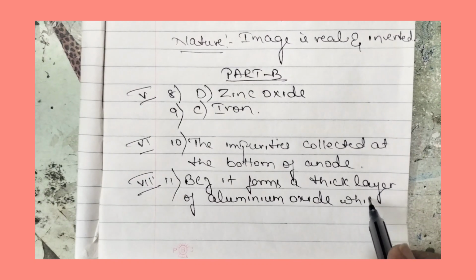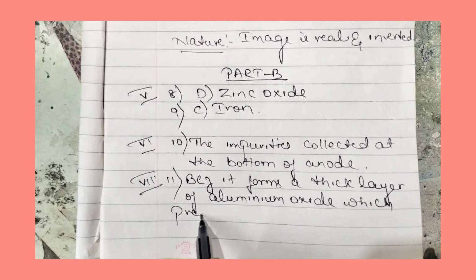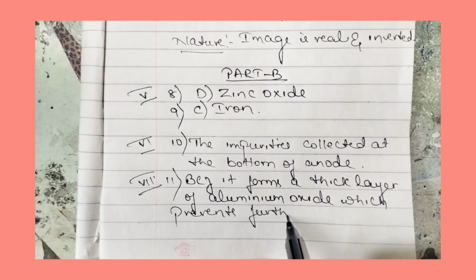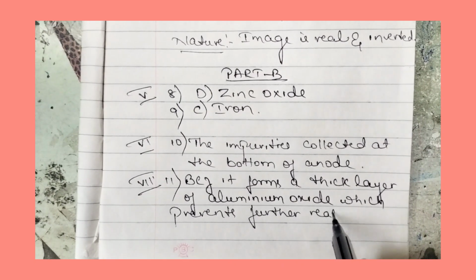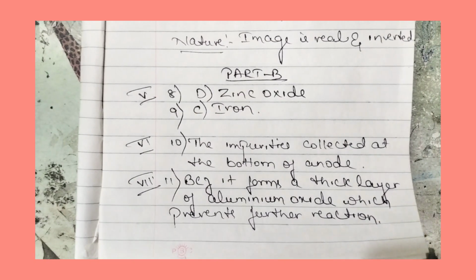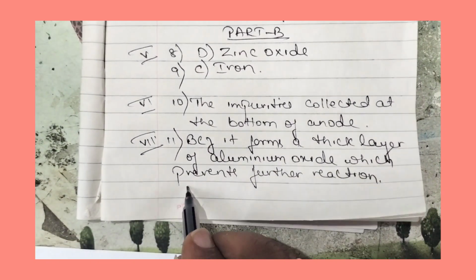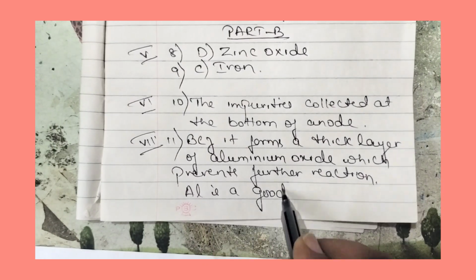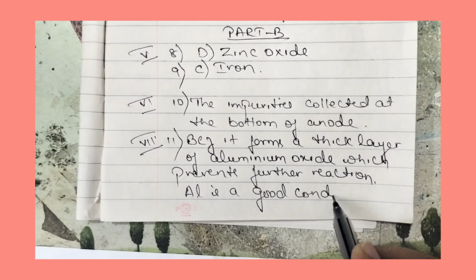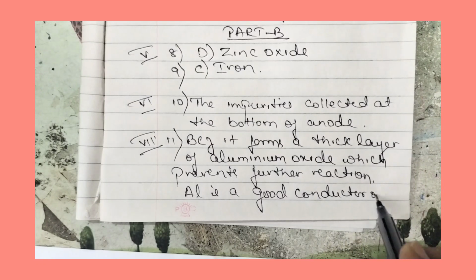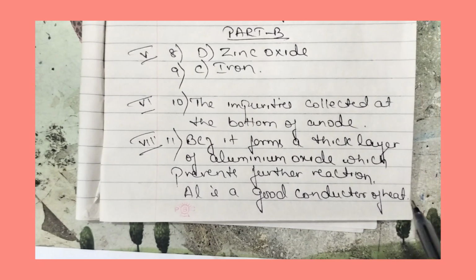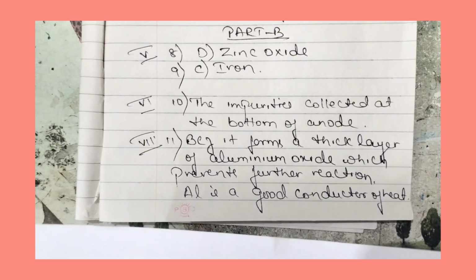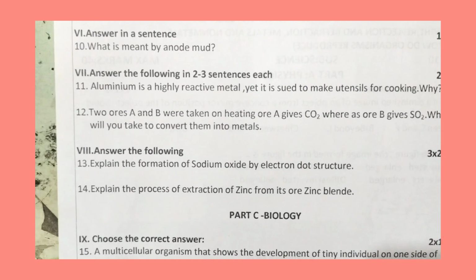It forms a thick layer of aluminium oxide which prevents further reaction. This is one reason. And another reason is aluminium is a good conductor of heat. So for these 2 reasons, aluminium is used for making utensils which are used for cooking.